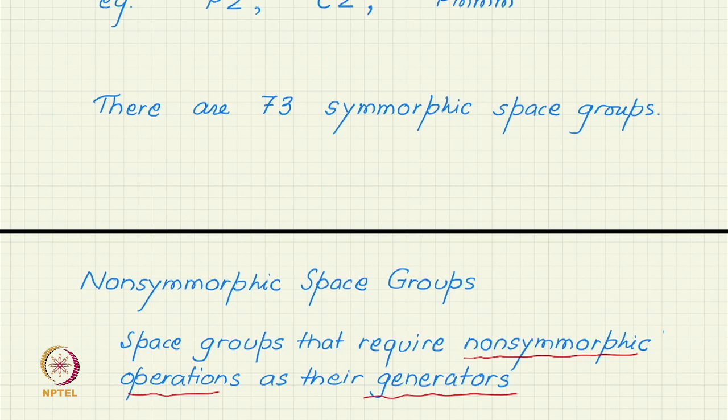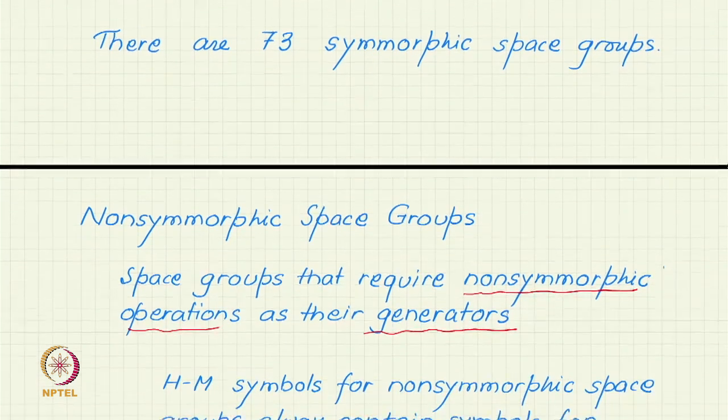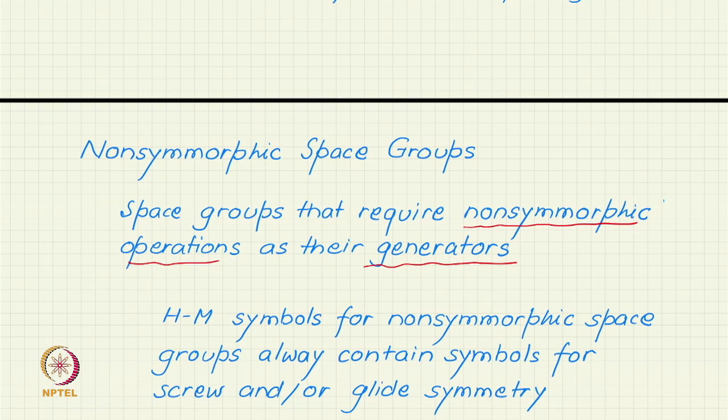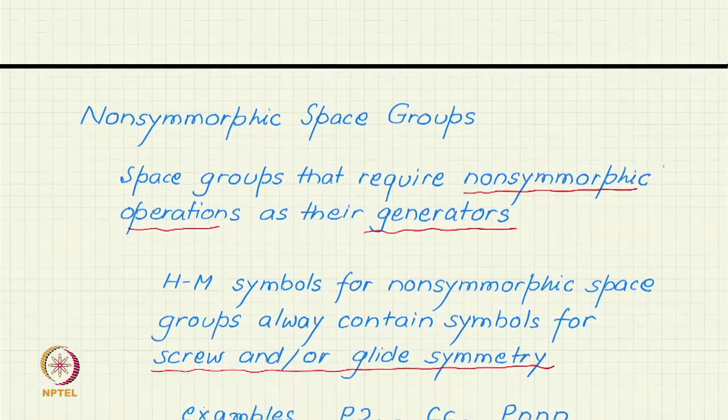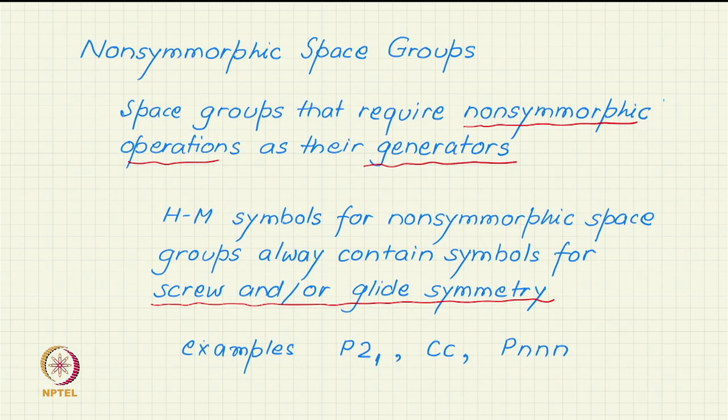So, they cannot be generated only by symmorphic operations. They not only contain non-symmorphic operations, they also require those non-symmorphic operations, the screw or glide, as their generator. Obviously, since the Hermann-Mauguin symbol, as we saw, contains the generators of the space group, the symbol will contain symbols for screw and glide symmetry. So, it is very easy to identify from the symbol itself whether the space group is symmorphic or non-symmorphic.